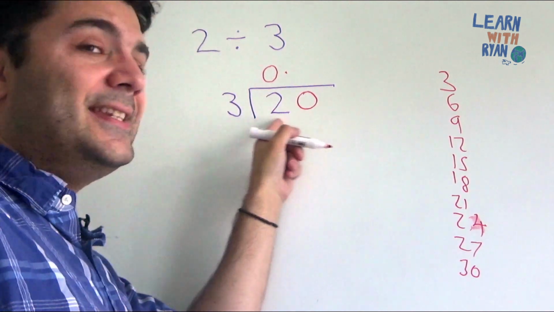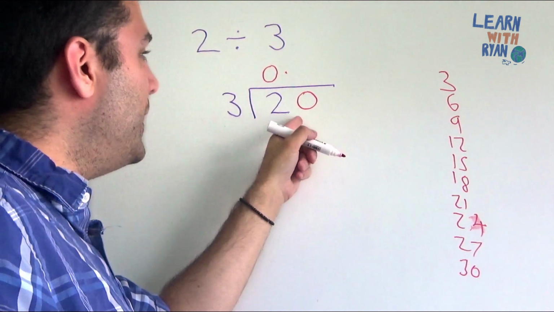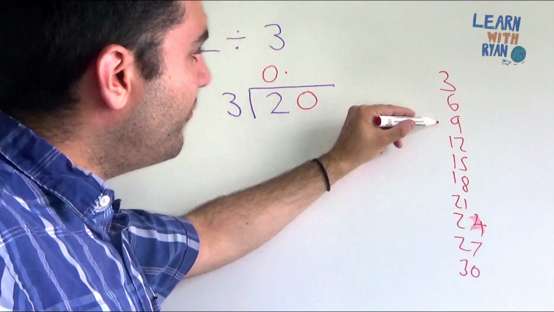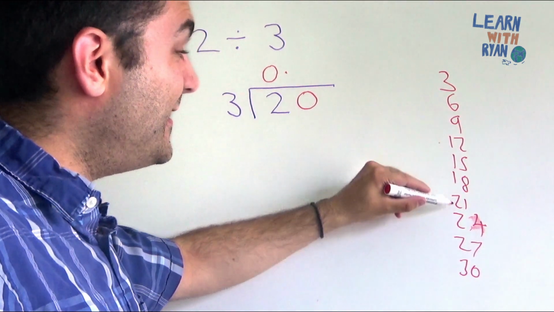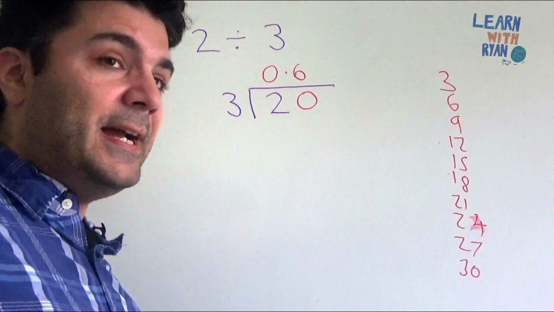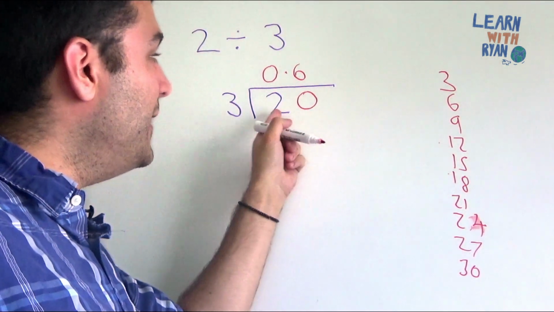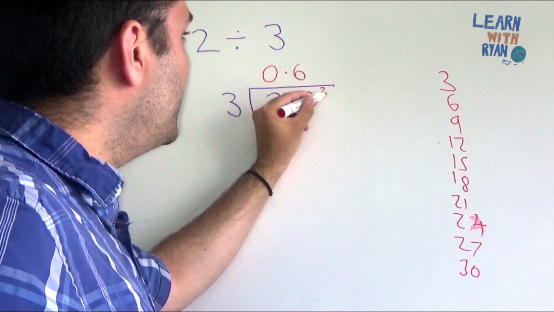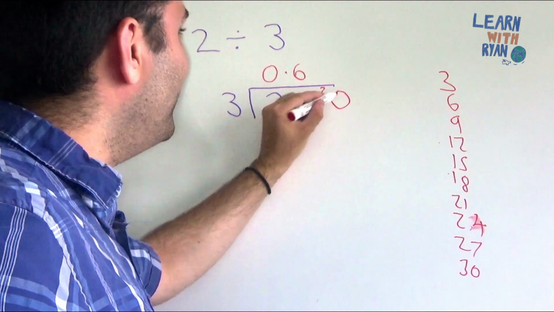So it becomes 20. How many 3s in 20? 1, 2, 3, 4, 5, 6, 7's too many, so we stop at 6. And what's the remainder? Well, at the moment we've got 18. We need 2 more to get to 20. So we add a 2 and add another 0.